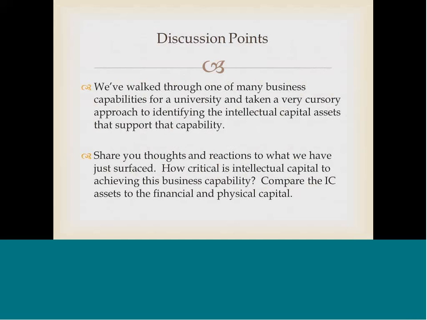Okay, so we've walked through one of many business capabilities for a university. This is just a sub-capability of all of those operational or core capabilities. We've taken a very cursory approach to identifying the intellectual capital assets that support that capability. What we found, I think, is that most of these are attributes of people, of groups, and of organizations. So I'd like you to just step back and share your thoughts and reactions to what we have just surfaced.